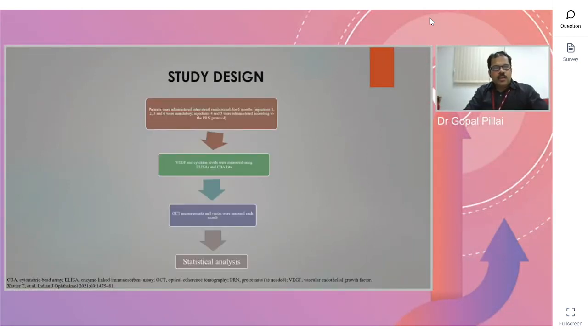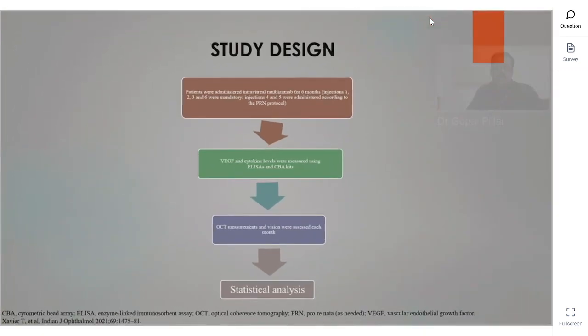So here in the study, there were 40 patients who were enrolled. The patients were administered intravitreal ranibizumab for 6 months. The first month, second month, and third month injections were mandatory. And then fourth and fifth month, we had looked at a PRN basis. So if the macular edema was more than 300 micron, we had injected. And if the edema was less than 300 micron, we had observed. And the sixth injection was mandatory. So 1, 2, 3, and 6 monthly injections were mandatory, and 4 and 5 were on the PRN basis.